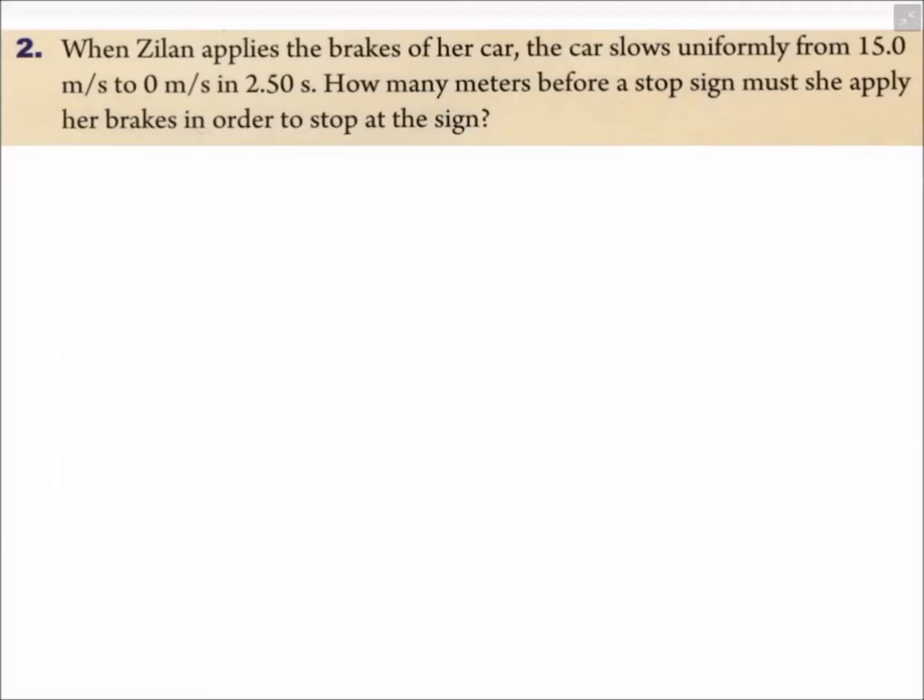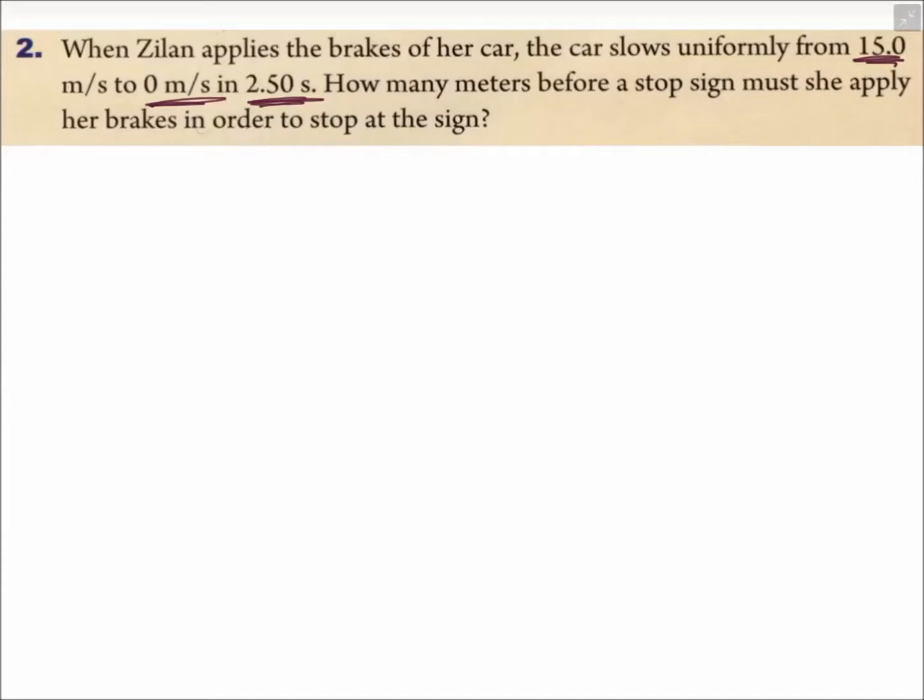Welcome everyone. In this question it says when Zilan applies the brake, the car slows uniformly from 15 meters per second to 0 meters per second in 2.5 seconds. How many meters before a stop sign must she apply her brakes in order to stop at the sign?